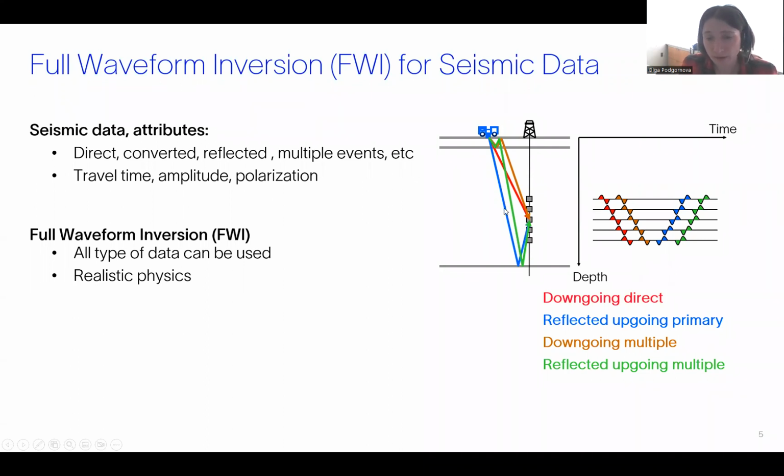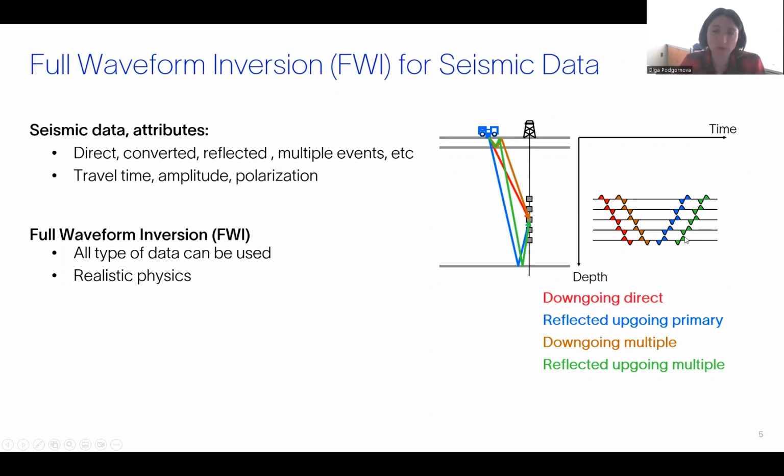Also, this wave can reflect from some deep interface and come back as an upgoing event, and we measure it here. This wave can be bouncing back and forth between a certain shallow interface and the surface, or another shallow interface, and come back as a downgoing multiple like that. Or we can have this multiple going deep into the subsurface and then bouncing back and measure it in the receivers as an upgoing wave, which is an upgoing multiple.